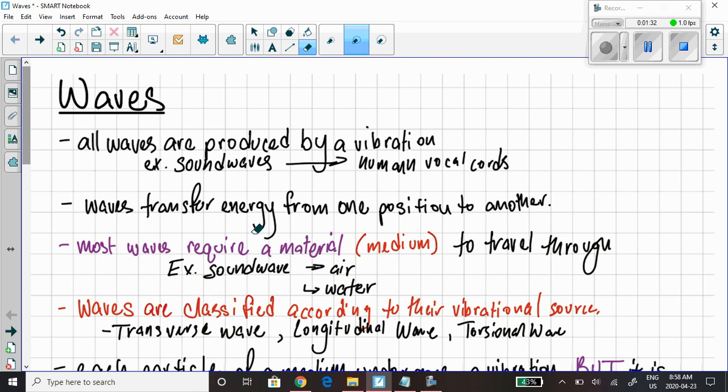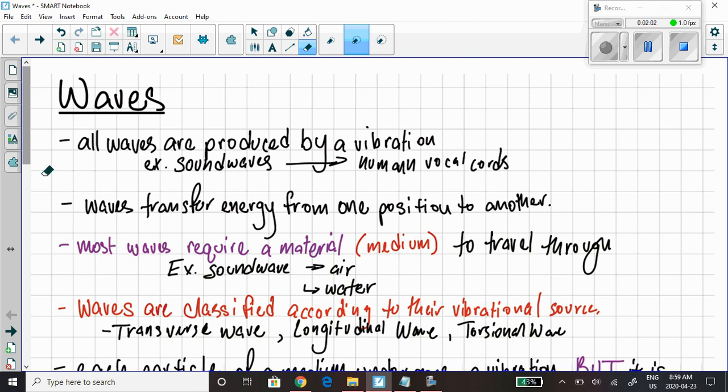Most waves require a material. Another word that scientists like to use for material is a medium. So most waves require a material to travel through. For example, sound waves can travel through the air. If you've ever been swimming underwater, you may have heard a noise. That was a sound wave traveling through water.